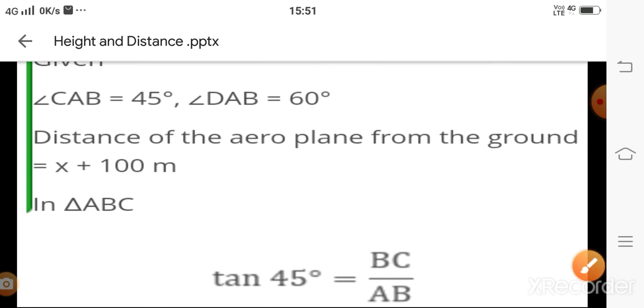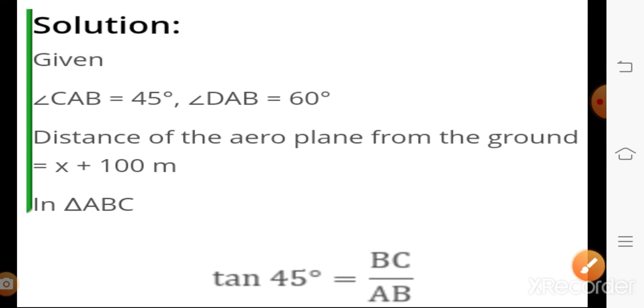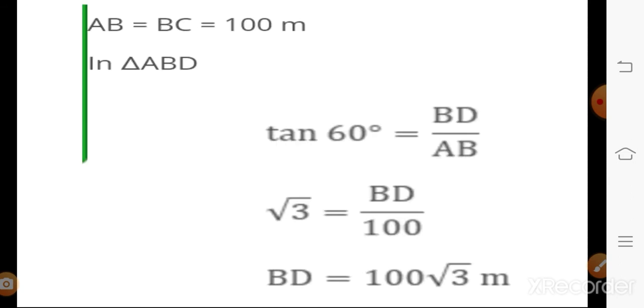Then in the right triangle ABC, if you are using the concept of tan 45, then tan 45 degree is equal to BC upon AB, and BC is 100. If you put the value of tan 45 as 1, then we get AB equal to BC equal to 100.